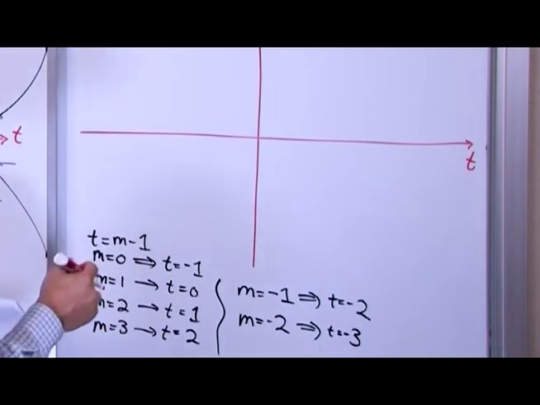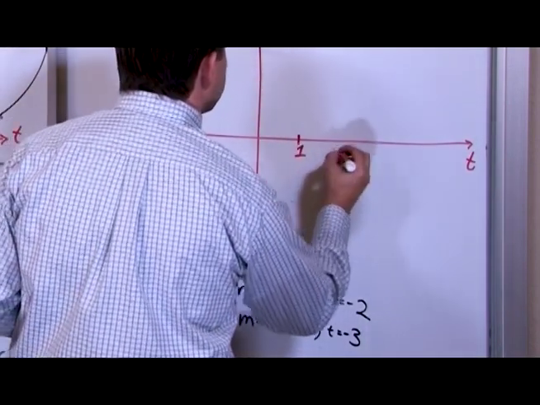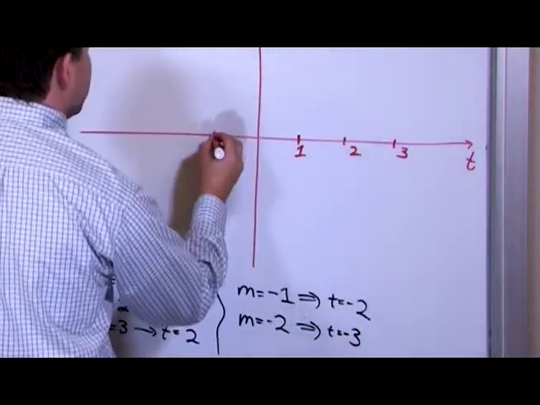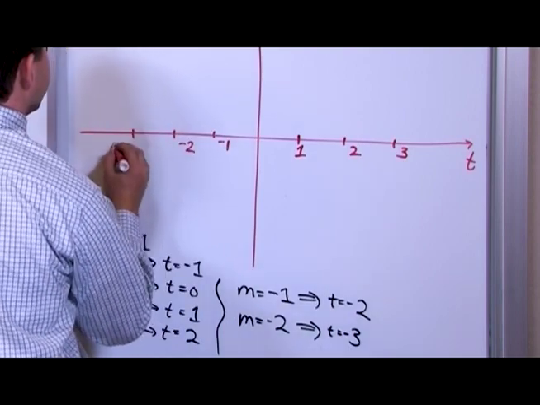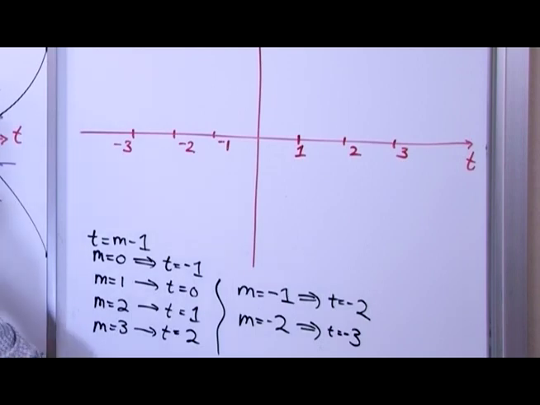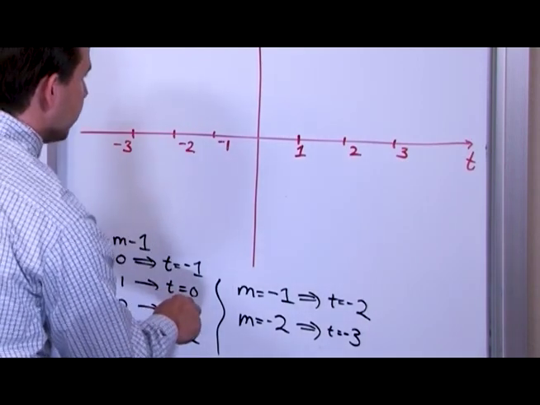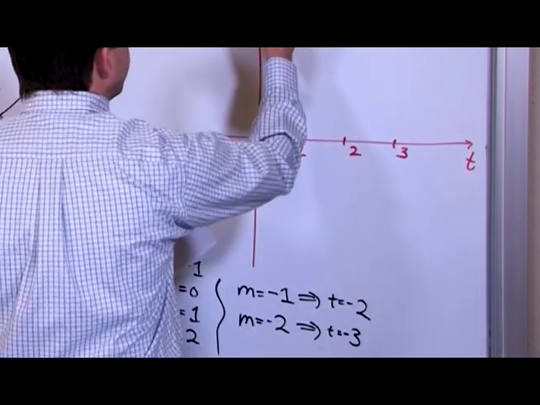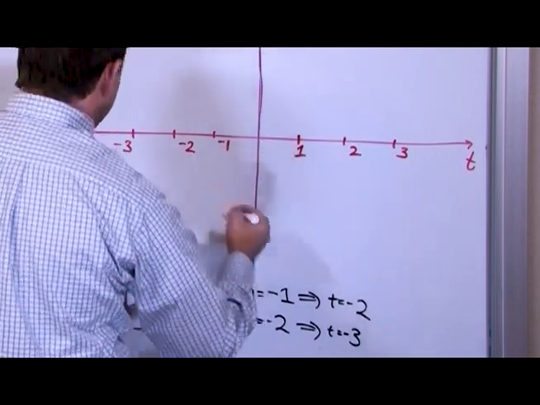Okay, so let's go ahead and write a few of these here. Let's say this is 1, this is 2, this is 3, this is -1, this is -2, this is -3, like that. And let's look at what we really have here. At the vertical line, t is equal to 0, which is this one right here. These are vertical lines. The isoclines in this problem happen to be vertical lines.